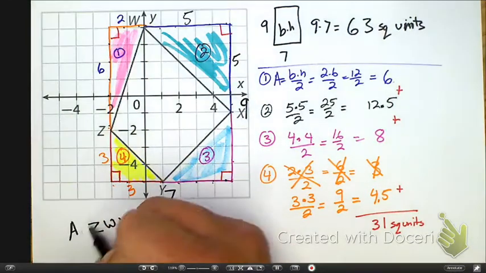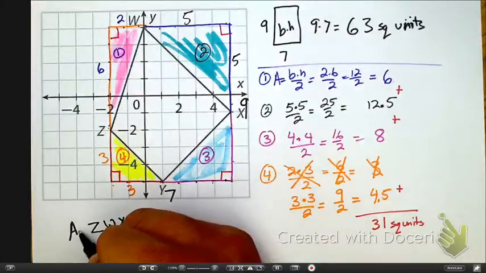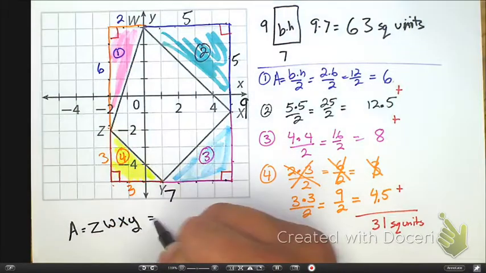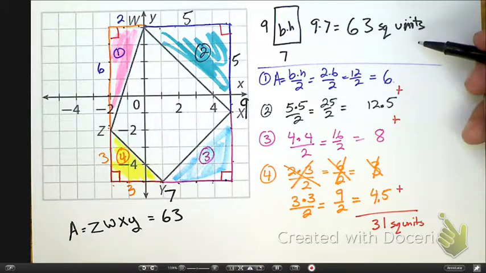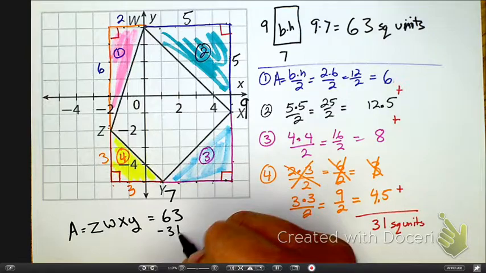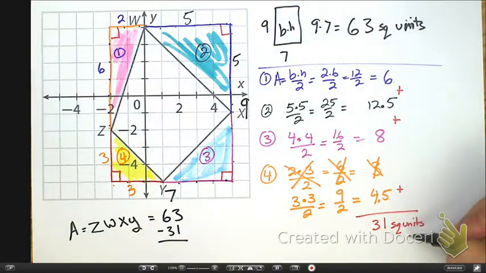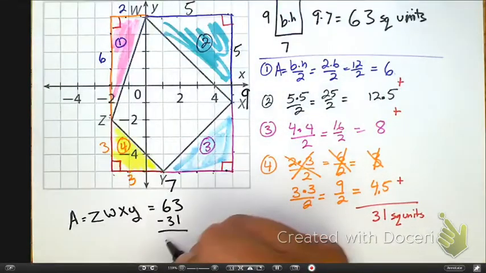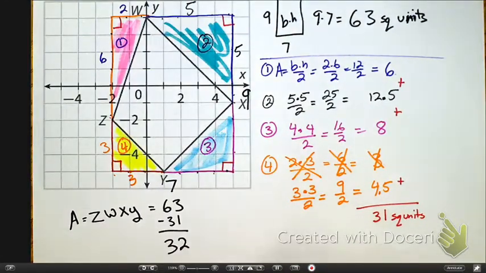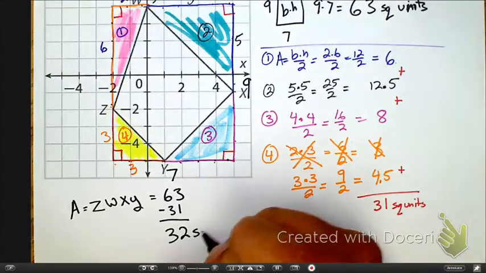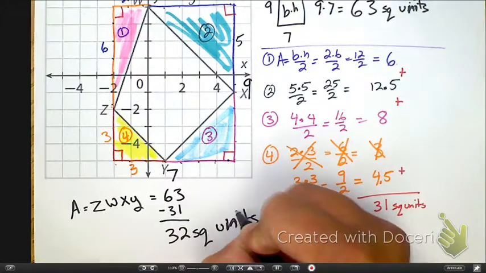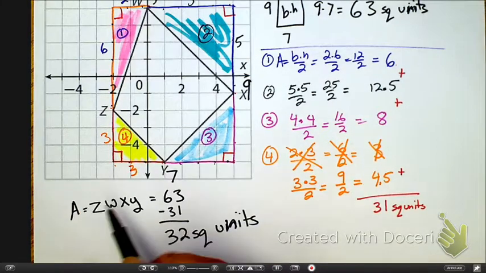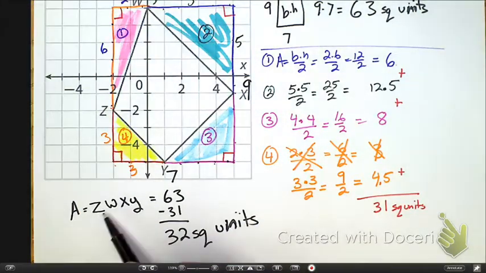we have to take our 63 units we found from our largest rectangle, subtract the sum of our 4 corners, the triangles we constructed. The difference, what's left over, will give me the area of our original polygon, ZWXY.